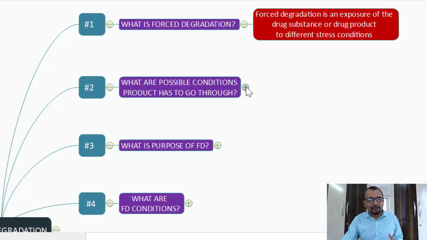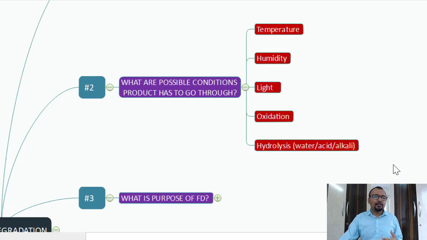And these are the various stress conditions. The first can be temperature. The product can experience variation in temperature. The high temperature will lead to thermal degradation. Similarly, the change in humidity. The higher humidity can also make the product susceptible to degradation if the product is hygroscopic in nature. The light, if the product is sensitive to light, then there may be a chance of photolytic degradation if the product gets exposed to the light.